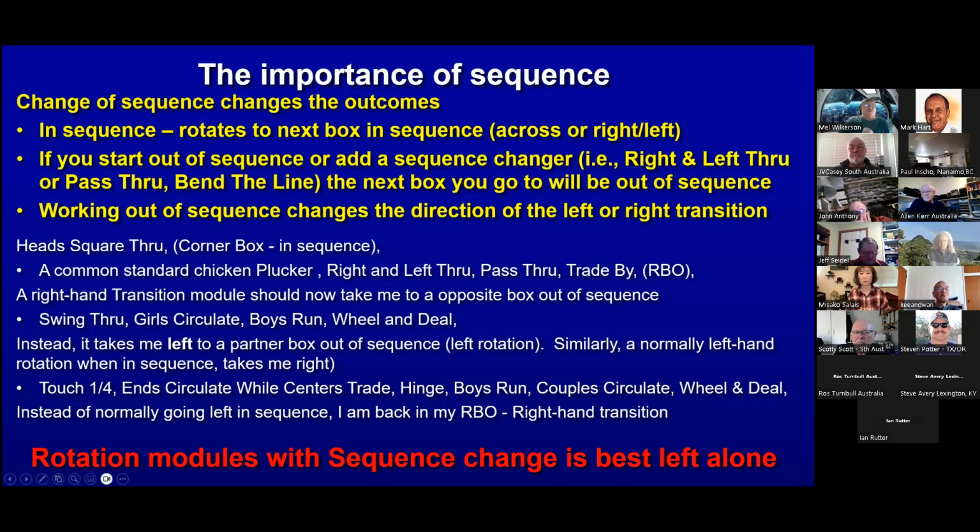When we talk about the importance of sequence, sequence has a big impact on this technique. The knowledge that you must keep the boxes in sequence is very important, and the technique is designed to keep them in sequence all the time. When you change sequence, such as a lead to the right, or adding a right and left through, or a pass through, bend the line, it has a very, very big effect on what these boxes do.